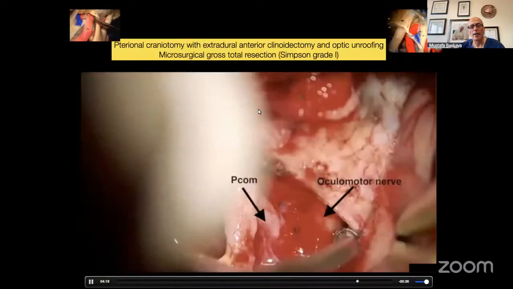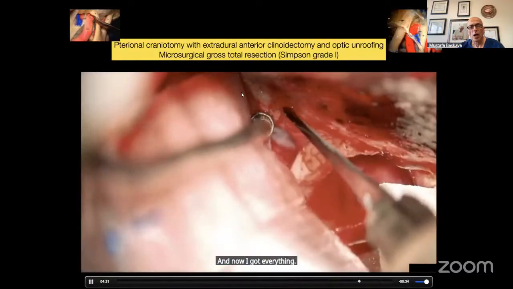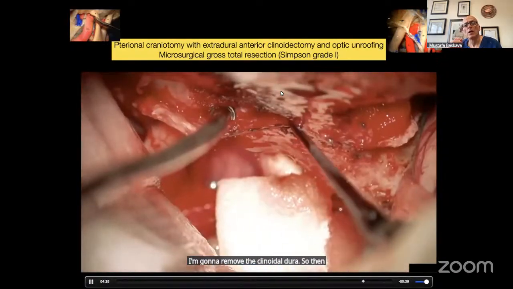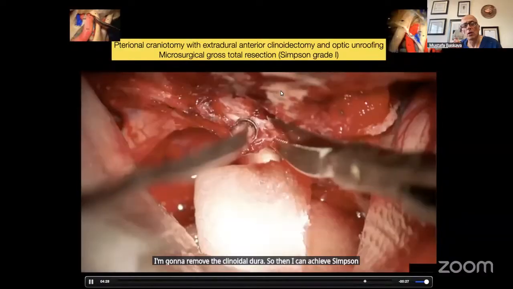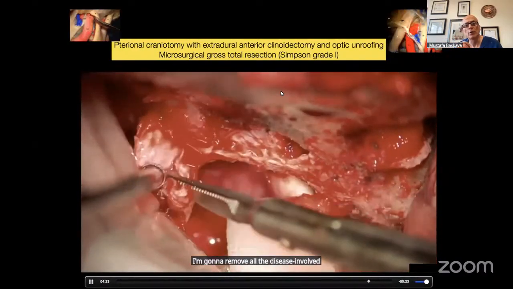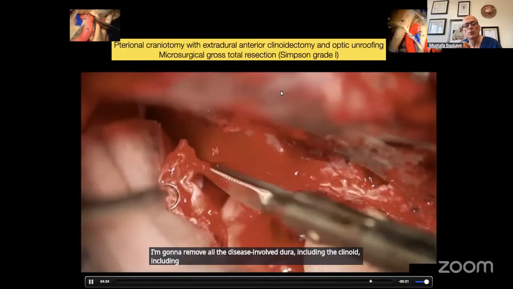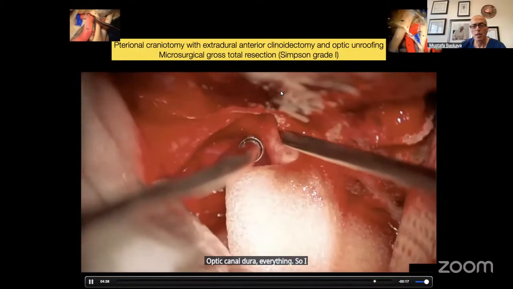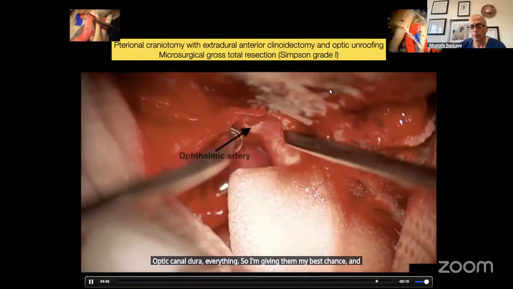And now I got everything. What am I going to do next? I'm going to remove the clinoidal dura, so then I can achieve Simpson grade 1 in this skull-based tumor. I'm going to remove all the disease-involved dura, including the clinoid, including the optic roof, optic canal dura, everything. So I'm giving them my best chance, and that's what you achieve.